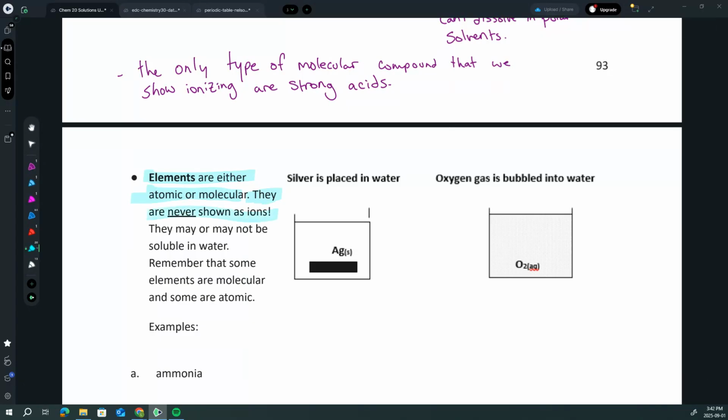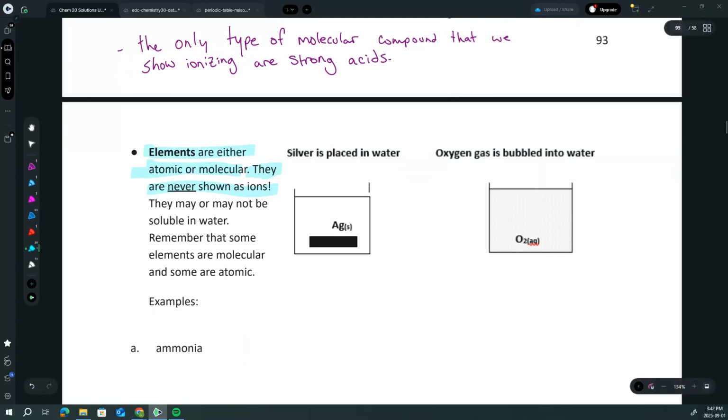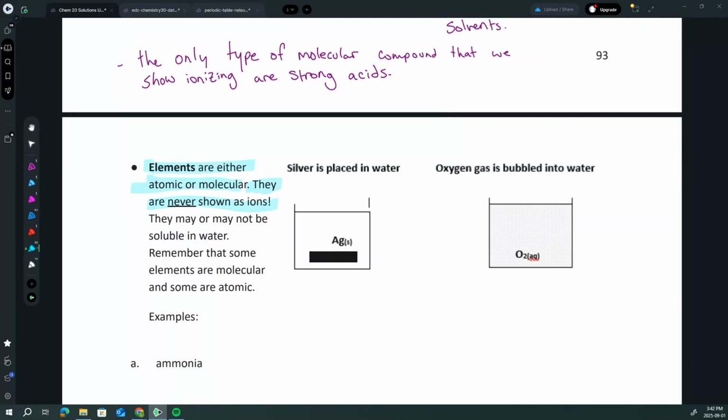They may or may not be soluble in water. Just remember that some elements are molecular and some are atomic. Metallic elements, when you put them in water, are not going to dissolve. If you think about taking a chunk of iron and throwing it in water, it obviously doesn't dissolve. Same kind of logic here. That's how you figure it out. Whereas when it's a gas, such as oxygen gas, those can dissolve.